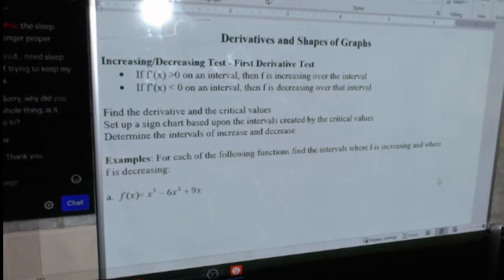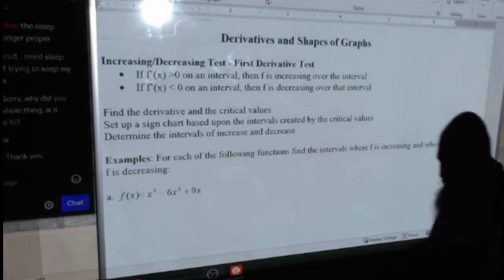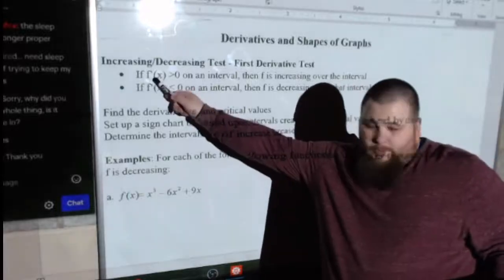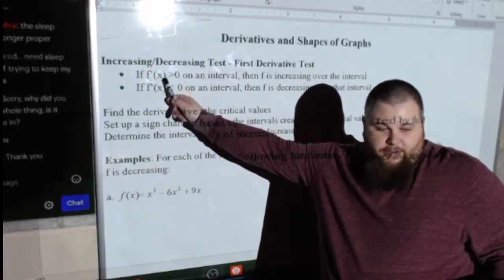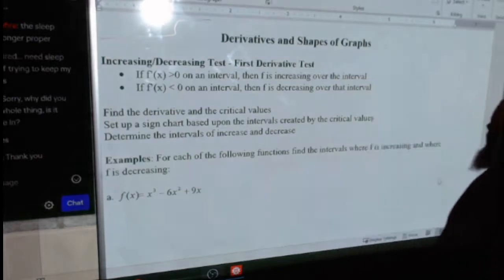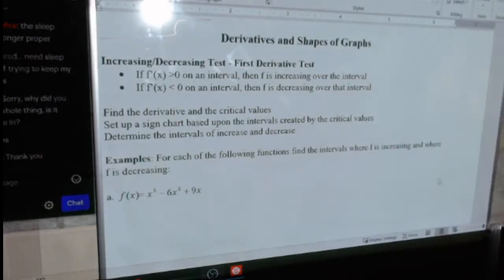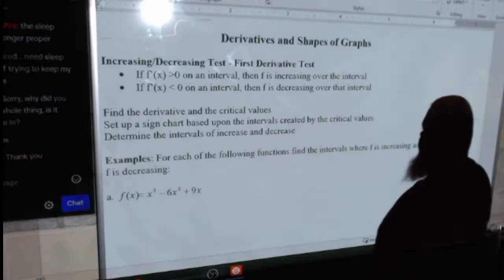So the first derivative test tells us if a function is increasing or decreasing. Notice it says here if the derivative is greater than 0. It might be a little hard to see, but that is an f prime. So it says if f prime is greater than 0, then f is increasing over that interval. And if f prime on that interval is less than 0, then it's decreasing.